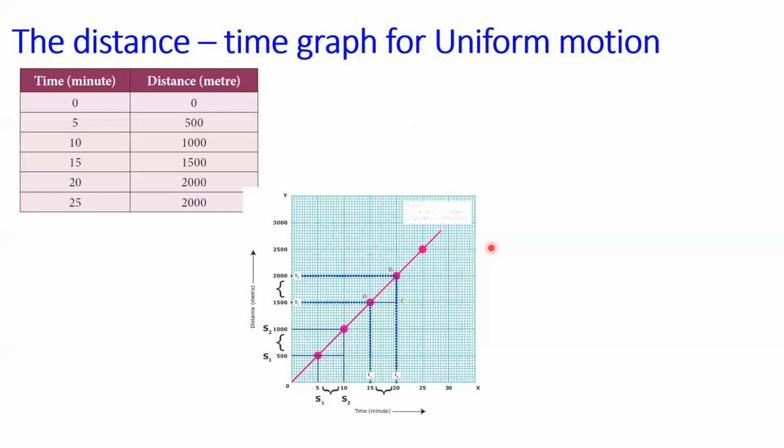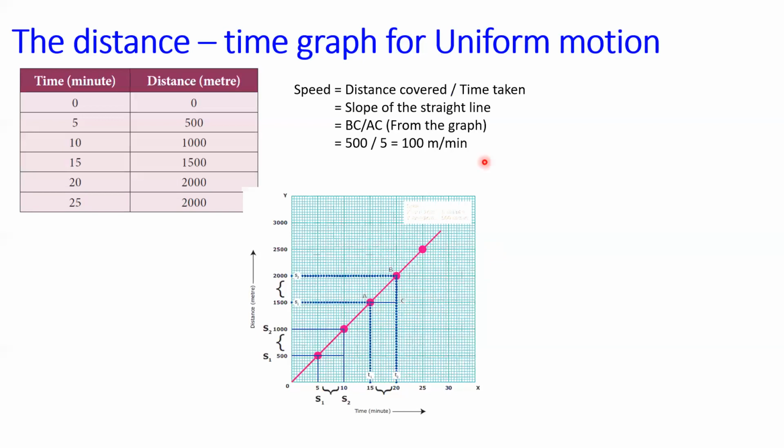From the data, it is possible for us to calculate the speed. So already we have studied the definition: speed is distance covered by time taken. Now the distance covered by time taken may be given as the slope of the straight line. When you see the graph, we mark a small triangle ABC. From that we are going to take the slope. Slope may be given by BC by AC, which is equal to 500 by 5, which is equal to 100 meter per minute. To calculate the slope, we can take any point on the straight line, and we have to take the corresponding distance and time.